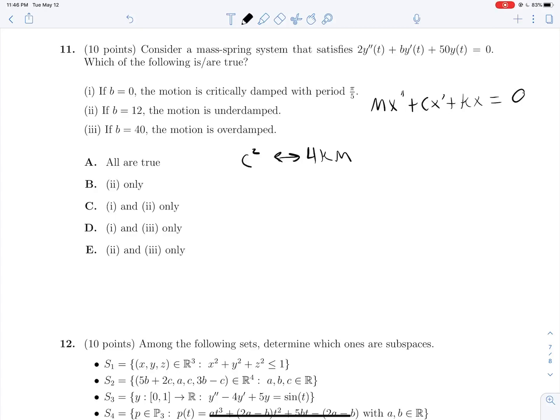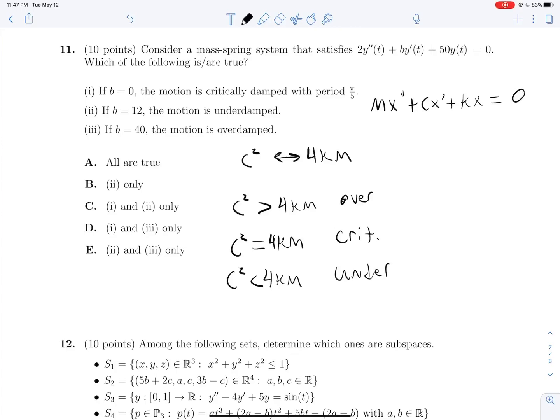So there we go. If our system is overdamped, then c squared will be greater than 4km. This is overdamping. If c squared is equal to 4km, then we are critically damped. And you see where this is going. If c squared is less than 4km, we are underdamped. And let's find what c squared and 4km are in these cases. But let's go through these answer choices first.